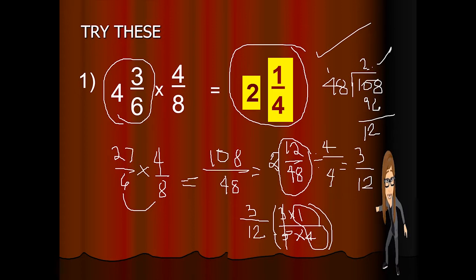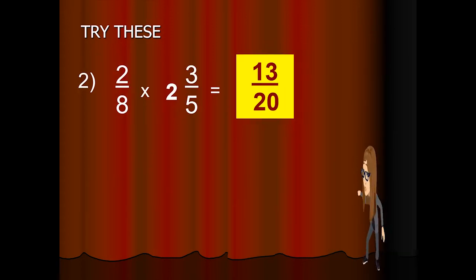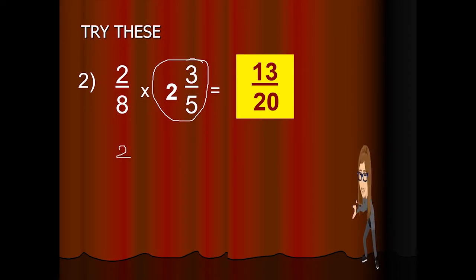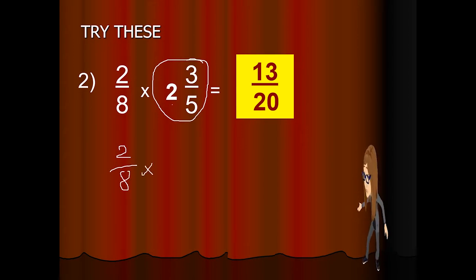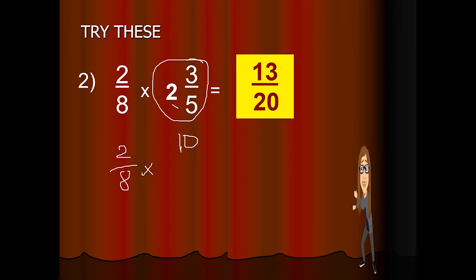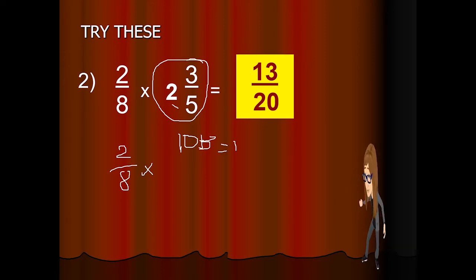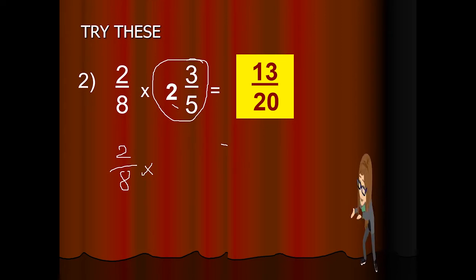We have 2 over 8 times 2 and 3 over 5. So we need to change this to improper fraction. So we have 2 over 8 times 5 times 2 is what? 10. So 10 plus 3 is 13. So we have 13 over 5.